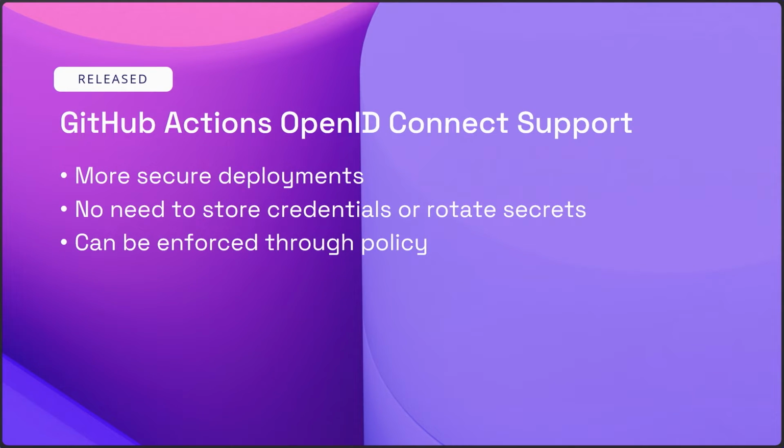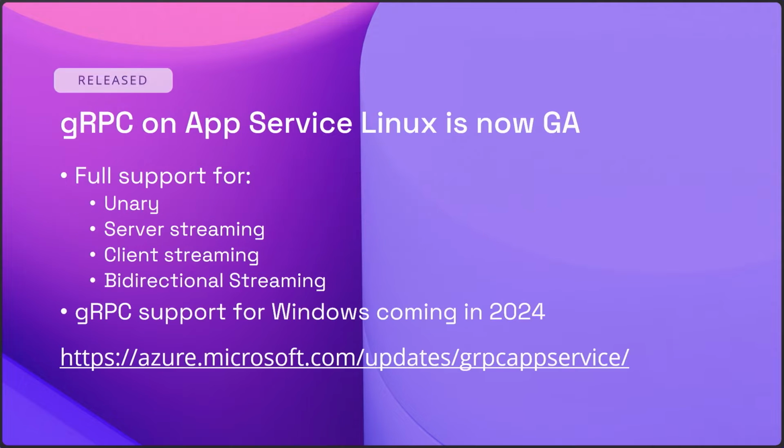This is great, especially if you're a bigger company where you want to have more stringent controls on security. You can disable basic auth and you can enforce it through policy. So there are no plain text credentials, and all of the auth from GitHub publishing into your web app is done through managed identity. I'm going to show that in the demo coming up.